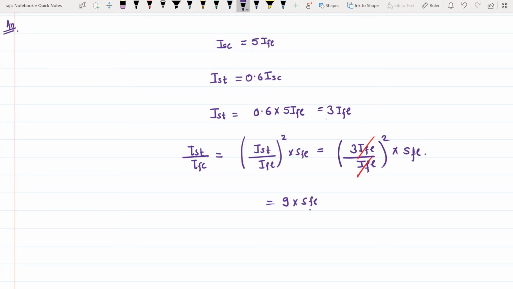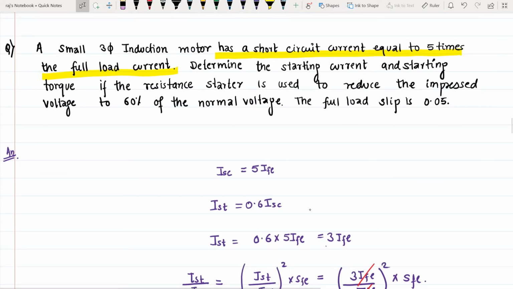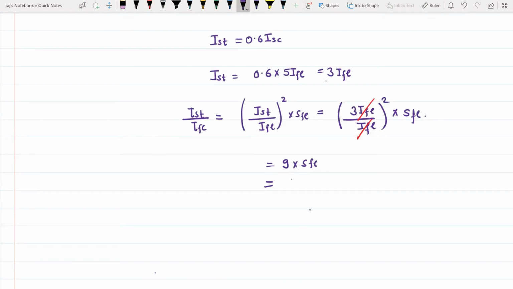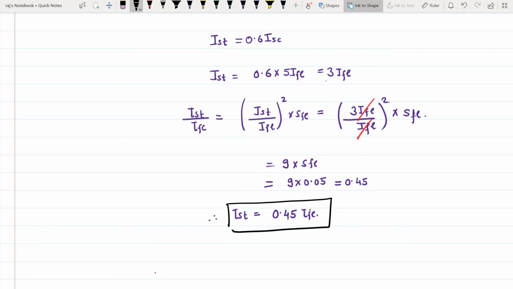And we know that the slip at full load is given as 0.05. So just substituting this, 9 into 0.05, and this will be 0.45. Therefore we can write tau ST is equal to 0.45 tau FL. So this is the first one we got. So this is the answer.